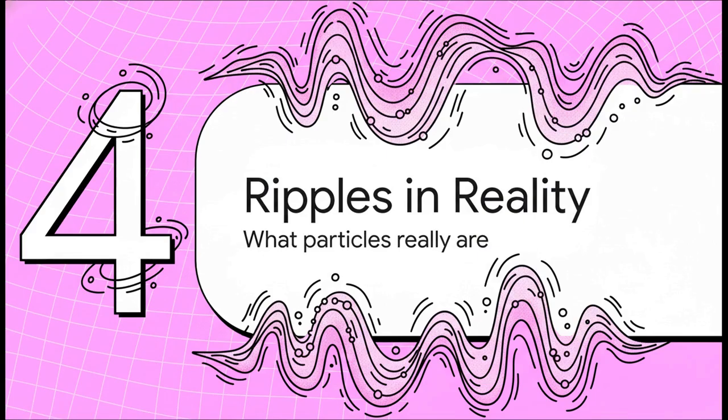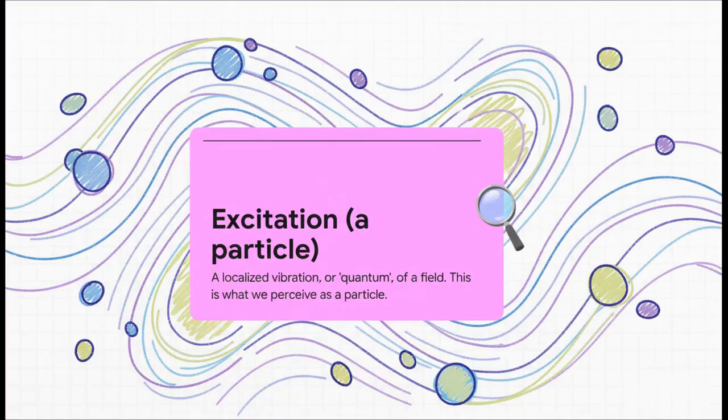Okay, so now that we've established that these fields are literally everywhere, we can finally answer our big question. What then is a particle? Get this, a particle isn't a thing at all. It's an event. It's a little localized vibrating bundle of energy in a field, what physicists call an excitation. So when our detectors see an electron, what we're really seeing is a tiny concentrated vibration in the electron field. This, right here, is the key insight.